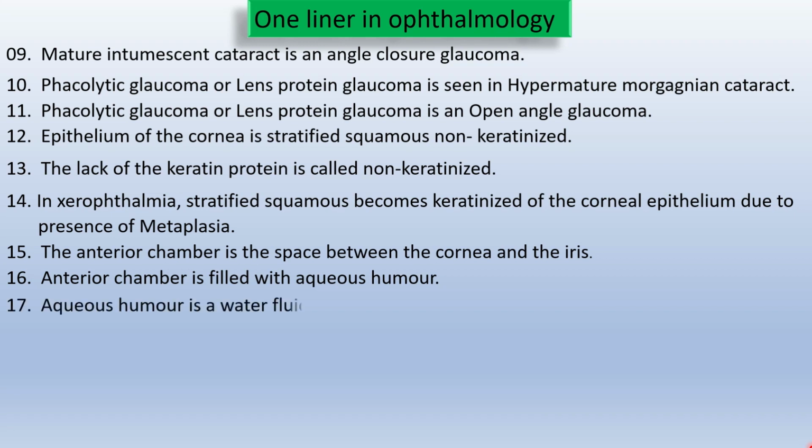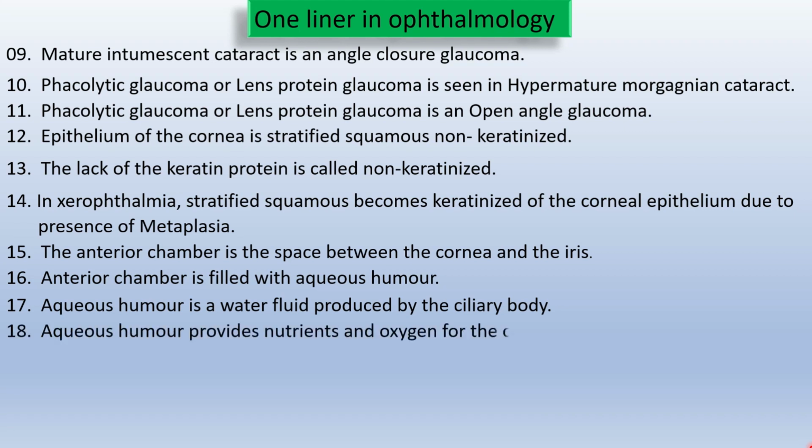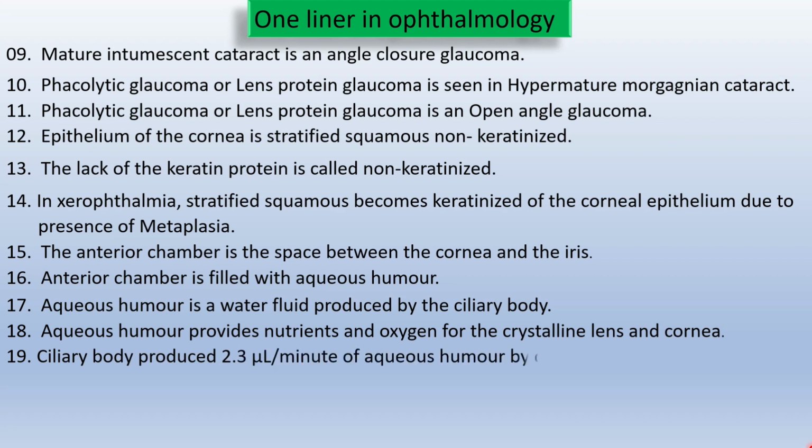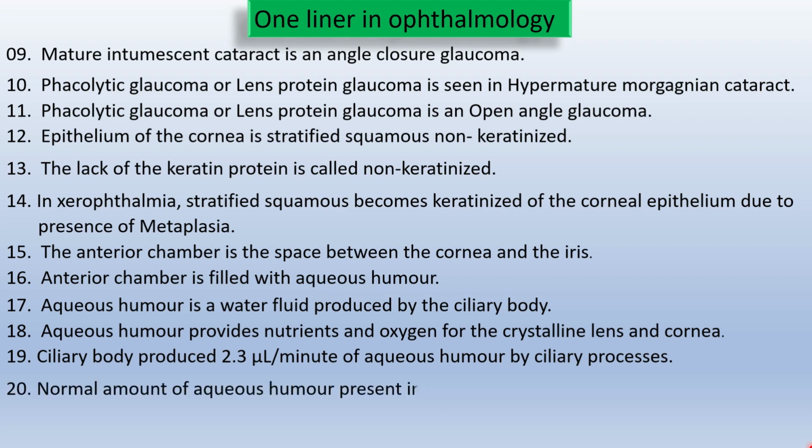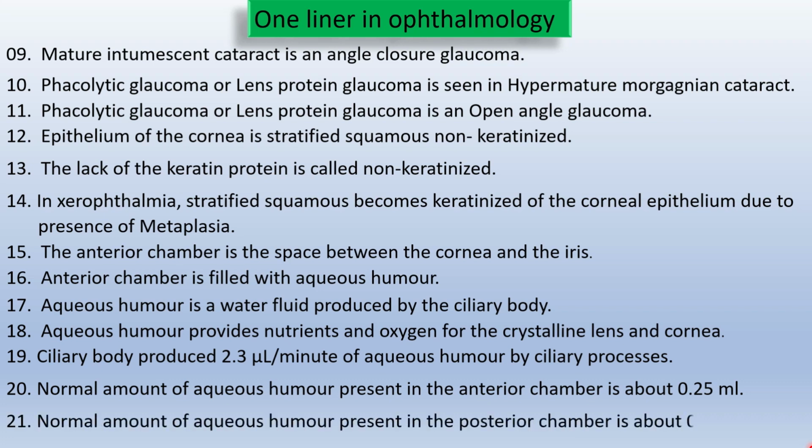Aqueous humor is a watery fluid produced by the ciliary body. Aqueous humor provides nutrients and oxygen for the crystalline lens and cornea. Ciliary body produces 2.3 microliter per minute of aqueous humor by ciliary processes. Normal amount of aqueous humor present in the anterior chamber is about 0.25 ml. Normal amount of aqueous humor present in the posterior chamber is about 0.06 ml.